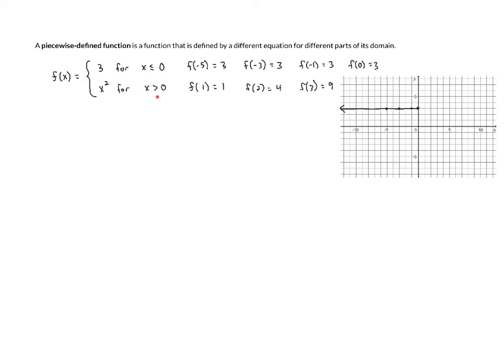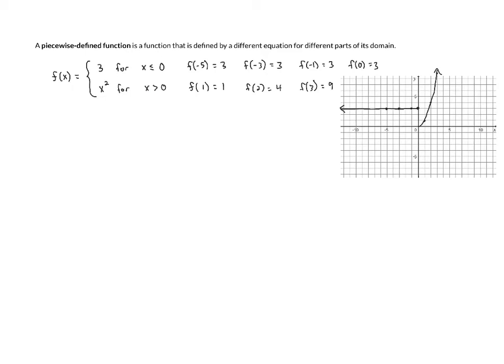We've got something else going on for x greater than 0. So let's plot these points now. First we have 1, 1, and then we've got 2, 4, and then we've got 3, 9. So this part of the graph follows y equals x squared, which we know is a parabola. But it's only going to be the right half of the parabola because this part of the function only exists for x greater than 0.